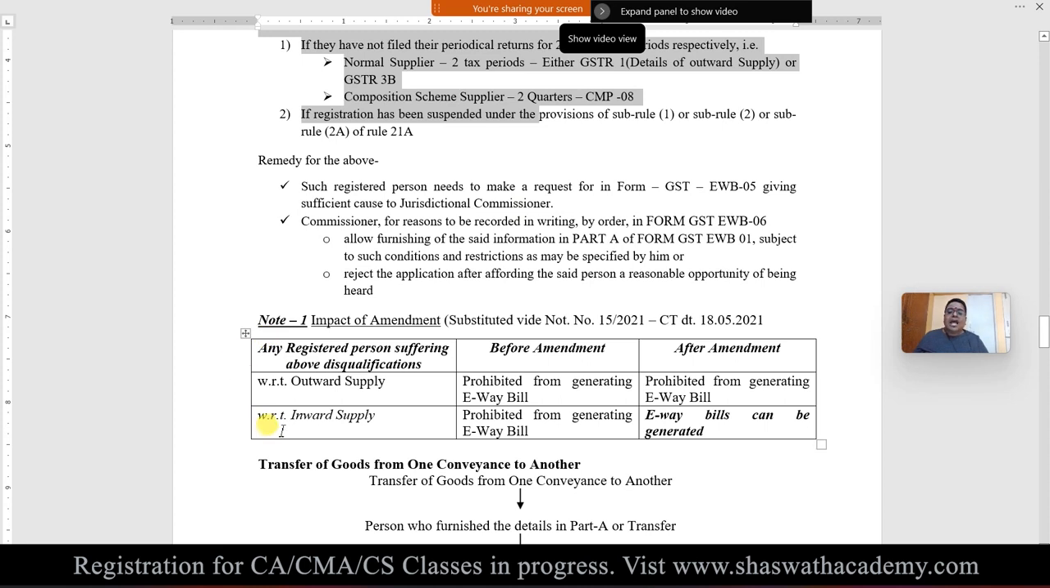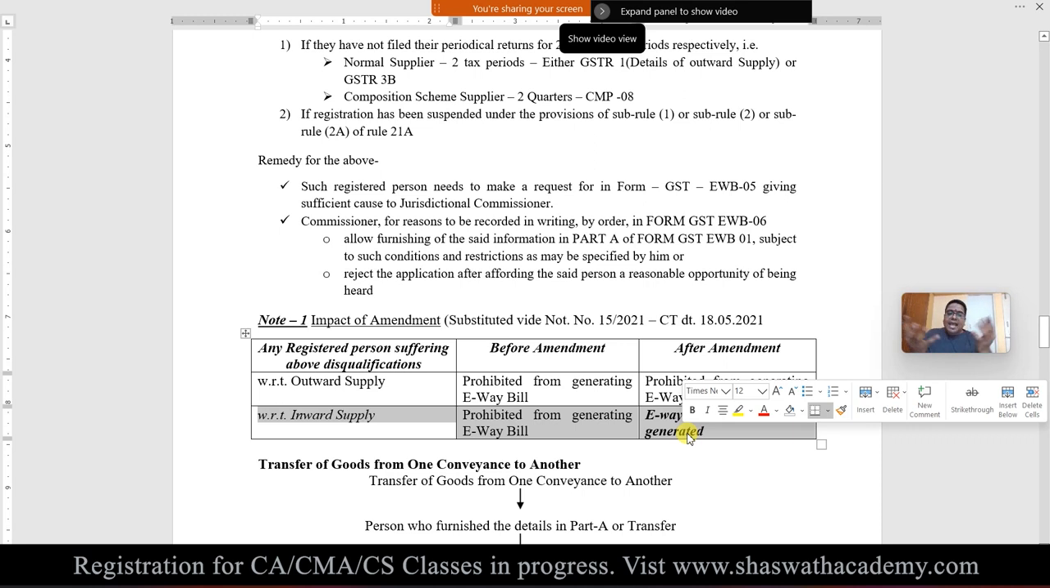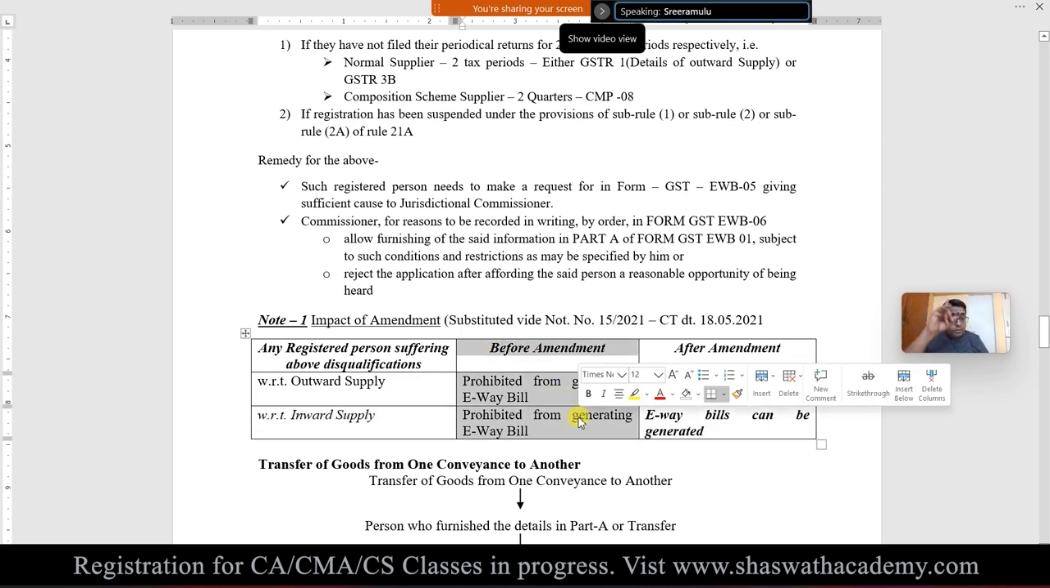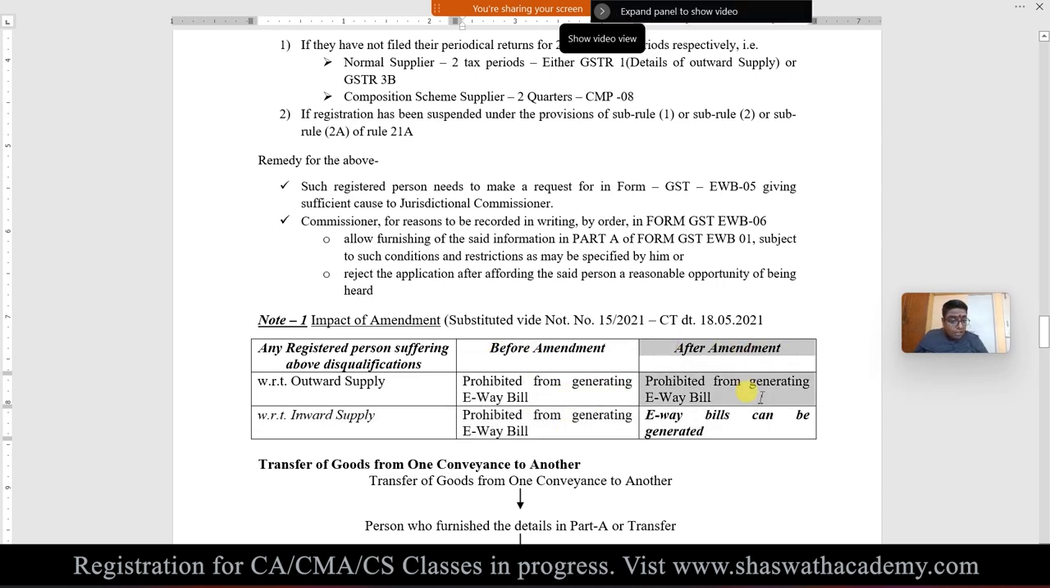Meaning thereby, sir, I have not filed my GSTR-1 and 3B for the previous month. Can I accept e-way bills for my inward supplies? Can I generate them? Yes, you can. For my outward supplies, can I generate? Sorry, no. So the restriction to update Part A and to prevent e-way bills is applicable only for outward supplies and not applicable for inward supply. Before the amendment, both inward and outward were prohibited. But after the amendment, now only outward is prohibited. Inward you can generate. This is the greatest benefit to the industry.